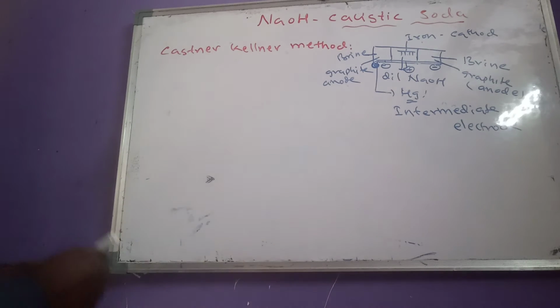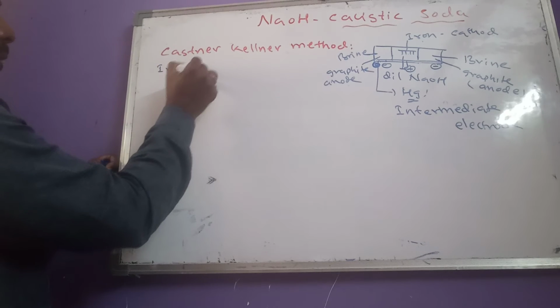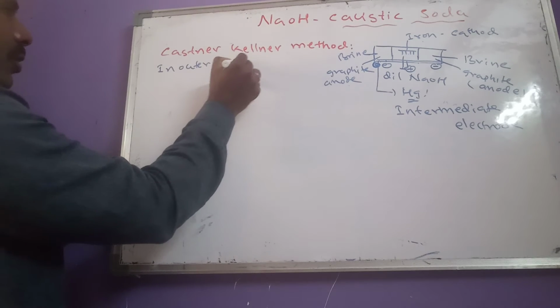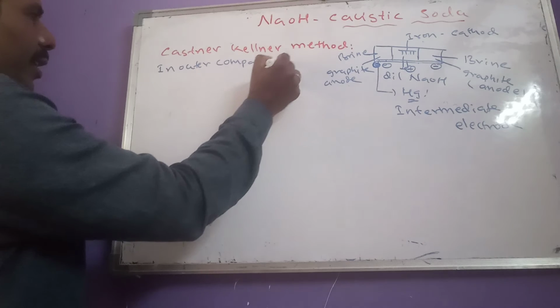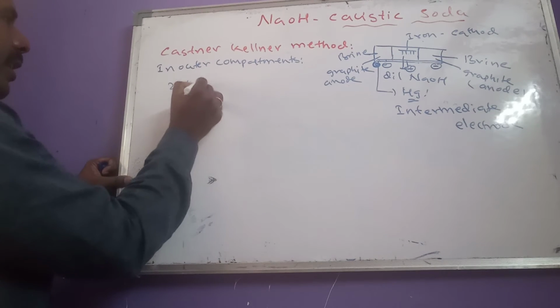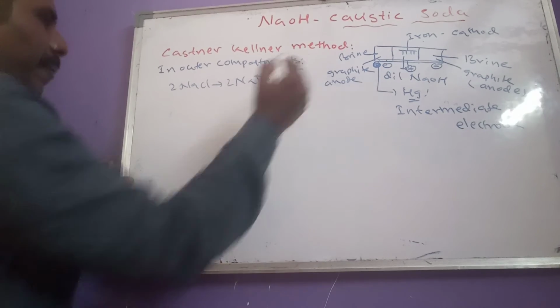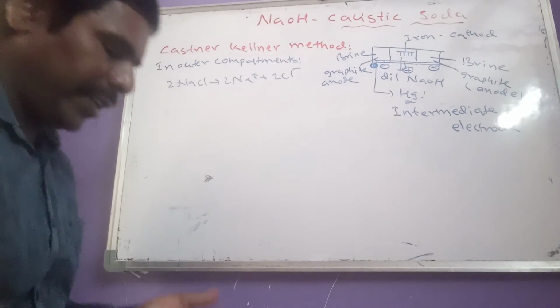Now let us see what reactions take place in the outer compartments. In the outer compartments, NaCl undergoes electrolysis to give Na+ and Cl- ions.